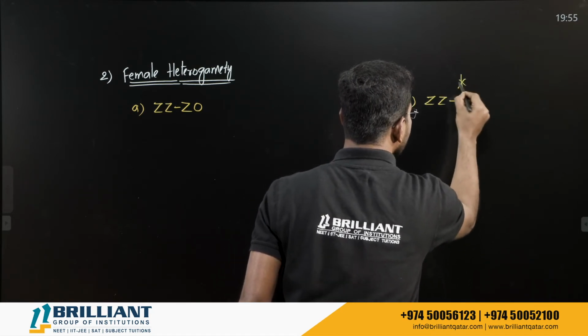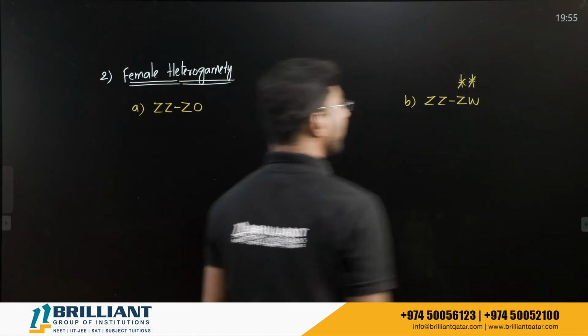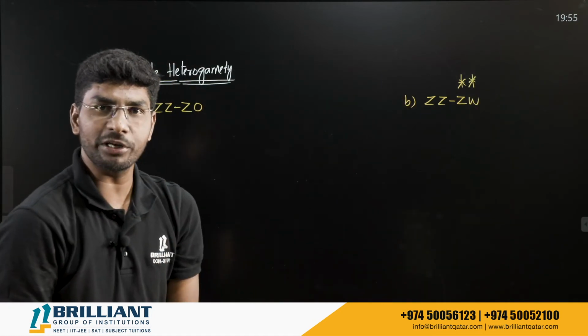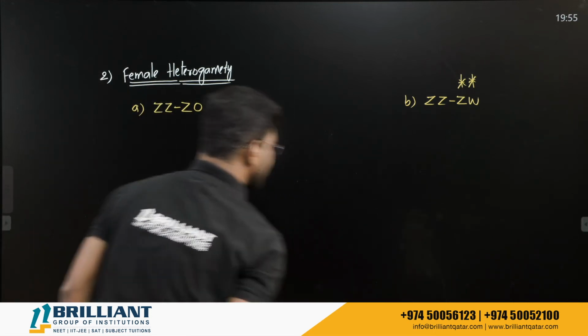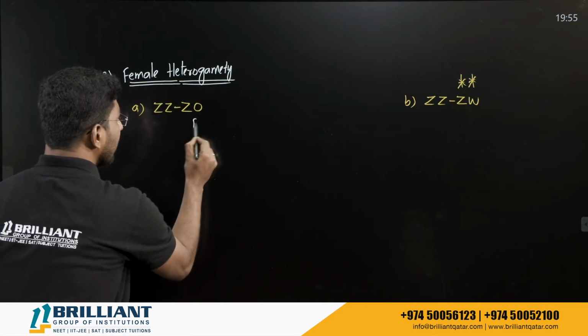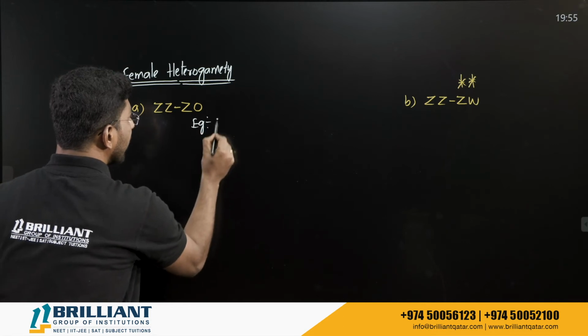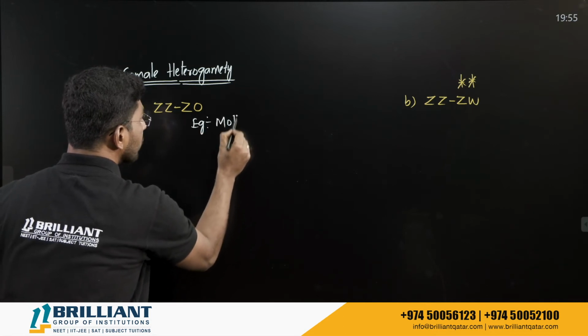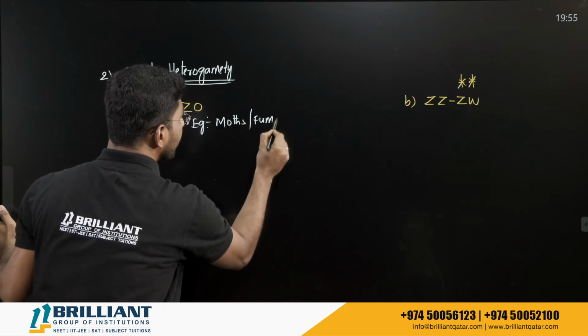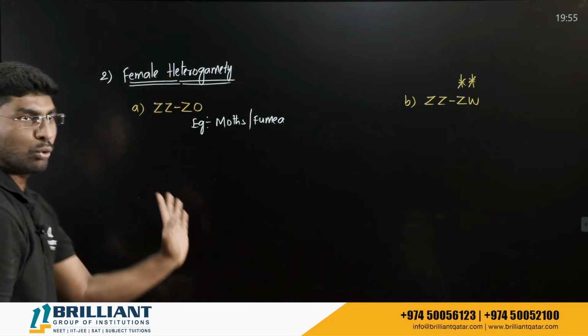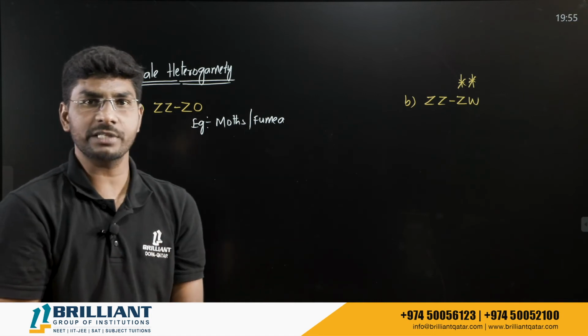Mark this point. ZZ-ZW type is important. They ask examples in the examination also. ZZ-Z0 type of sex determination you can identify in moths, a few types of moths. Example, Abraxas. This moth shows ZZ-Z0 type of sex determination.